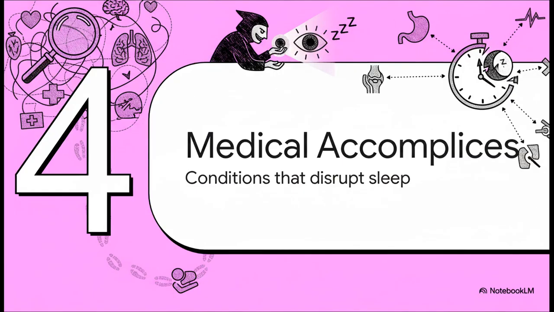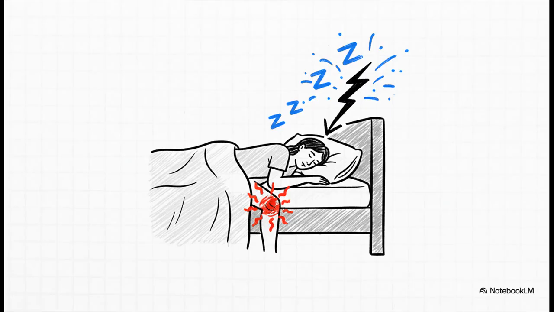Okay, now we get to the really juicy part. You see, a lot of the time, poor sleep isn't a solo act. It's got accomplices, other medical conditions that are secretly sabotaging their rest. And our job is to unmask them. Suspect number one is chronic pain. It's a notorious sleep thief.